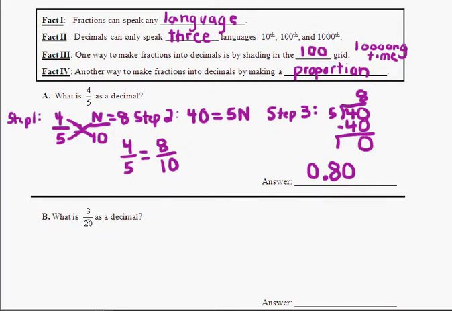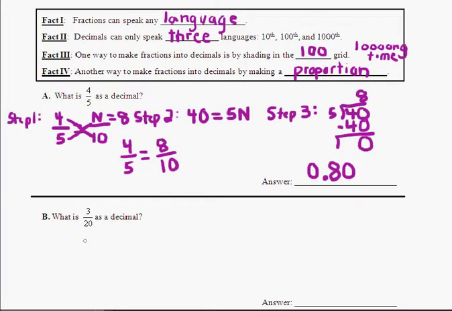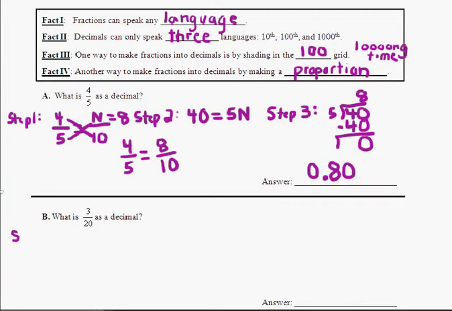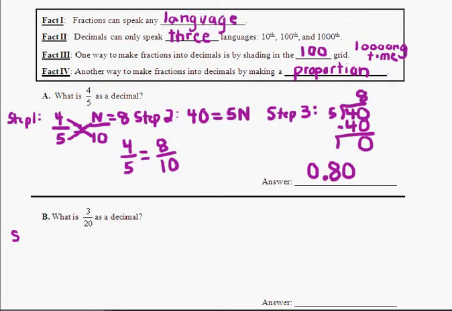Let's go to a trickier problem. And for the trickier problem, let's change our color to red. Okay, here we go. 3/20 as a decimal. The steps are the same. Oh, that's still purple. What's up with that? I might have to keep it purple if something doesn't change here. Okay, 3/20. There we go. Step 1. We want to make 3/20, which speaks 20ths, speak a decimal language. Always try to set a proportion equal to 10. Why not? See if tenths works.